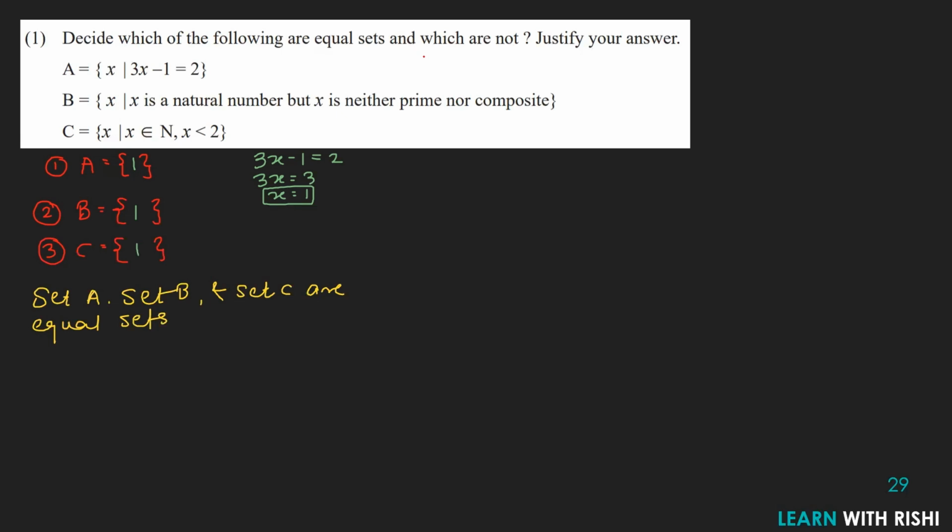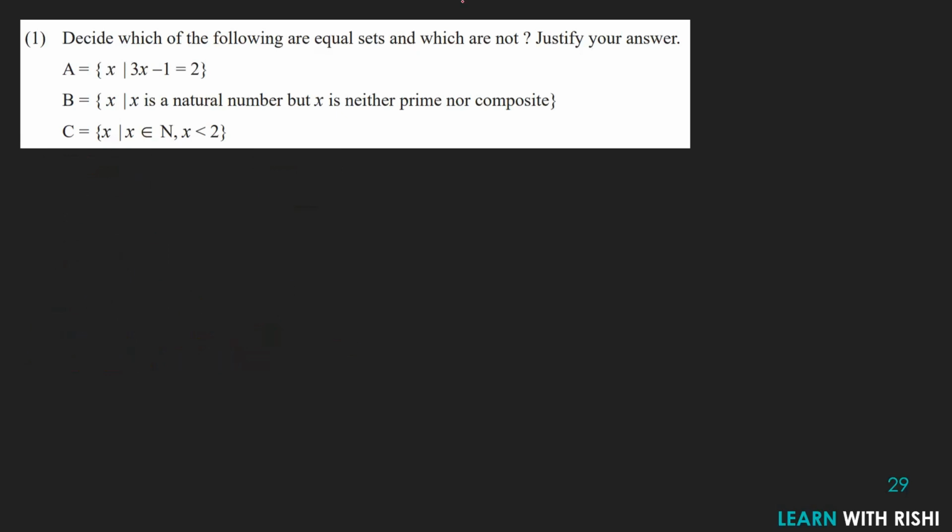Why equal sets? Because the element present in each of the sets is same. So therefore, our set A and set B and set C, all the three sets are equal sets. Okay, I hope you understood how we come to the conclusion that all the three sets are equal sets.